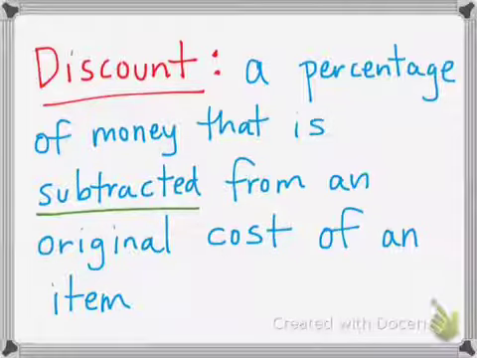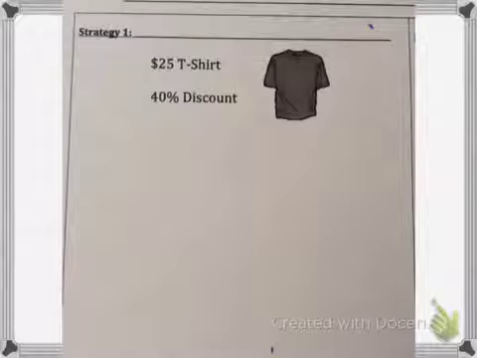If you need to, pause the video. Discount: a percentage of money that is subtracted from an original cost of an item. Again, copy this down where it says discount on your sheet. Next, if you look down below on your notes, you should see two boxes.